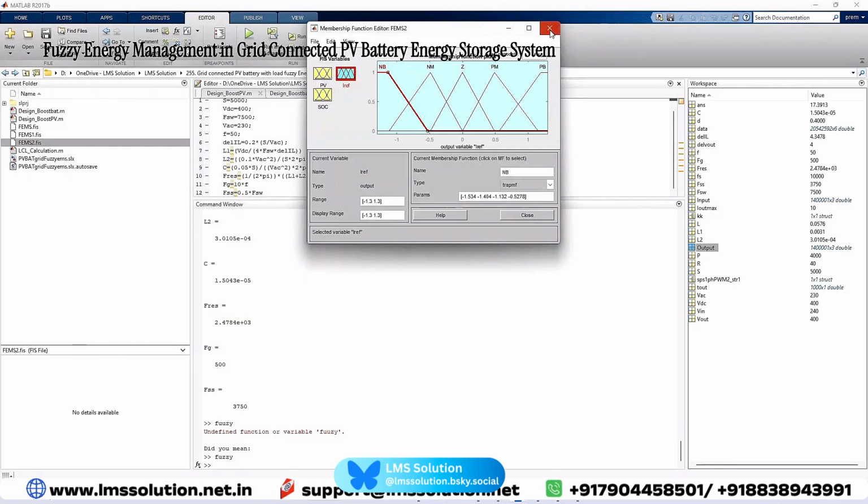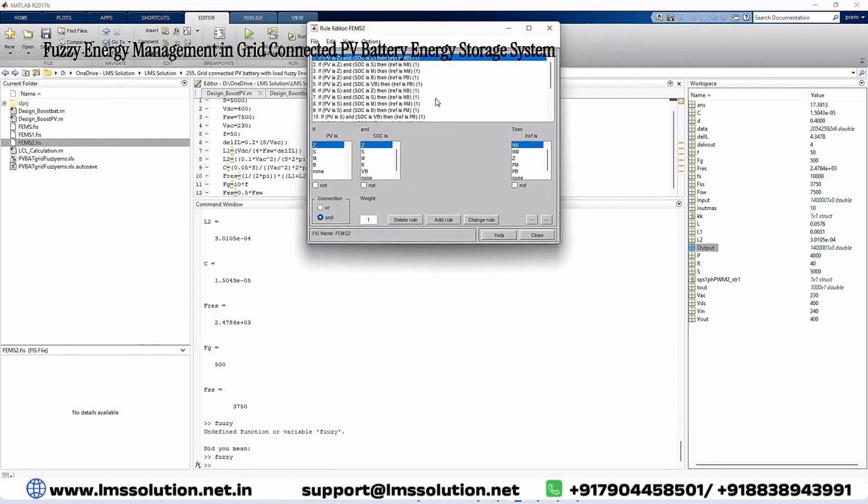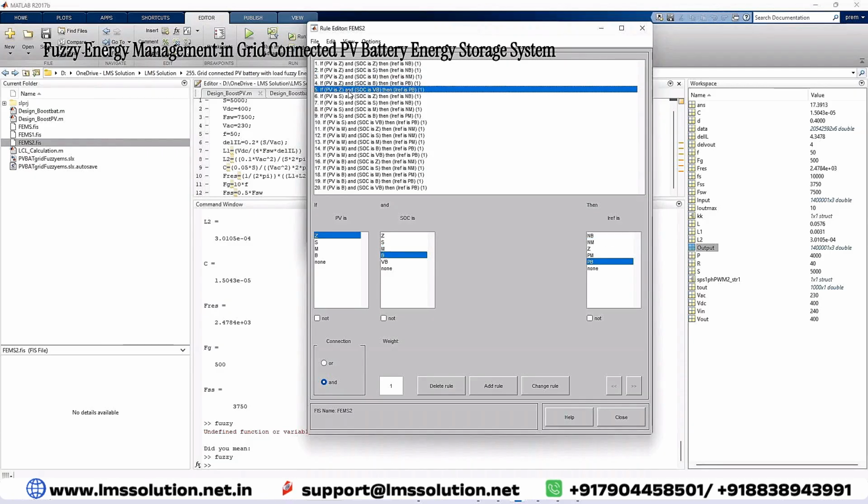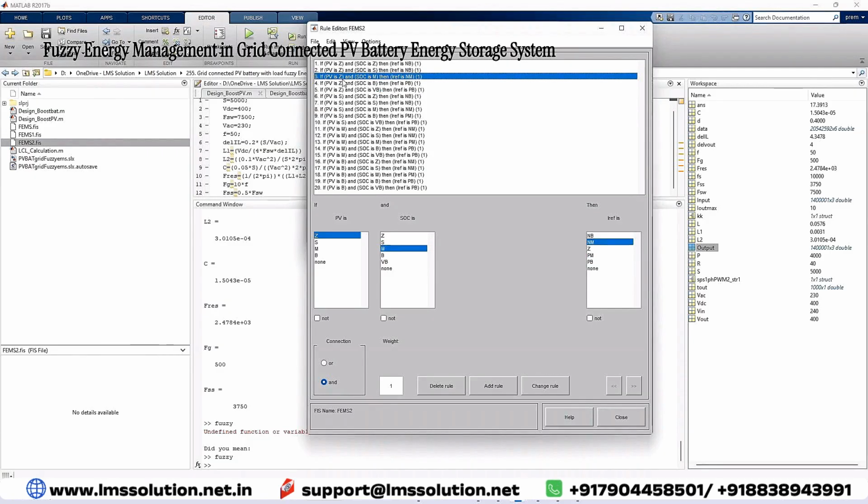Next you have to use the rule equations. Here we have written 20 rules. If PV power is 0 and SOC of the battery is 0, then the I reference is negative. A negative I reference means we are taking power from the grid. In the same way we have written several rules. For example, if PV is 0 and the SOC is medium, then we are taking negative medium current from the grid.